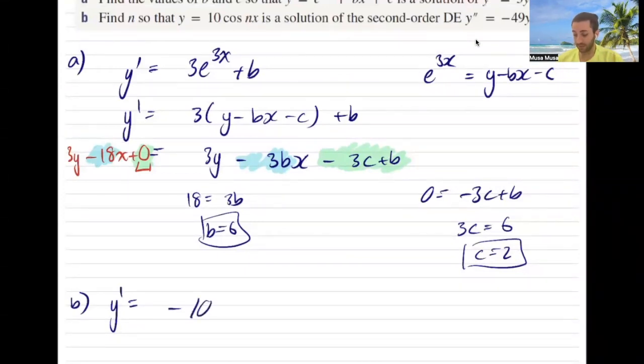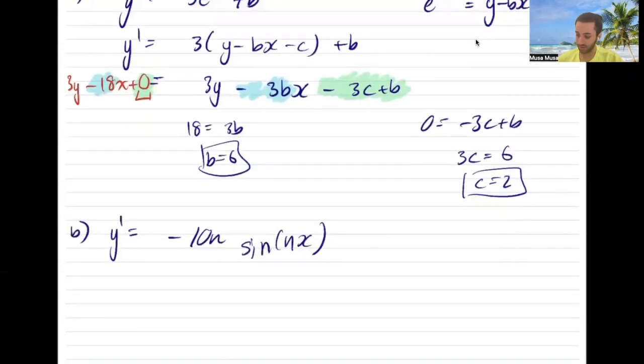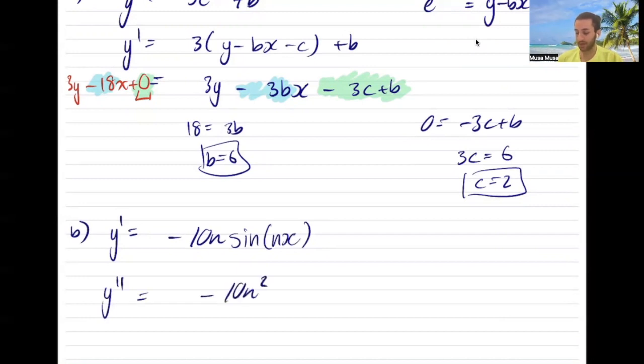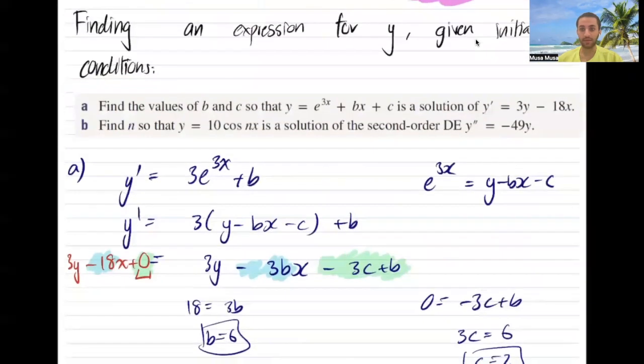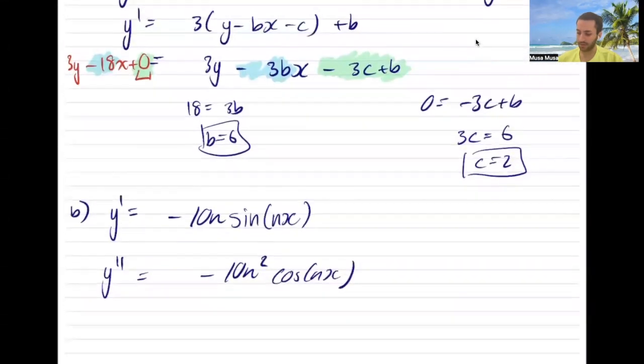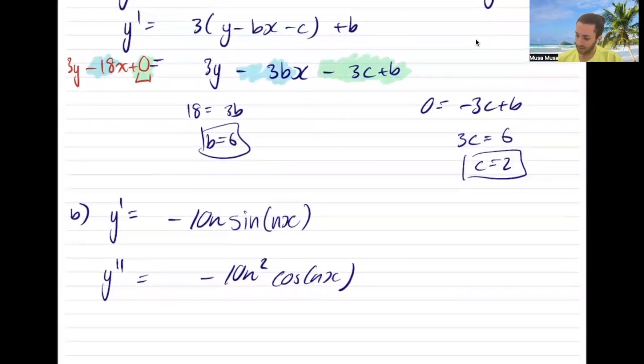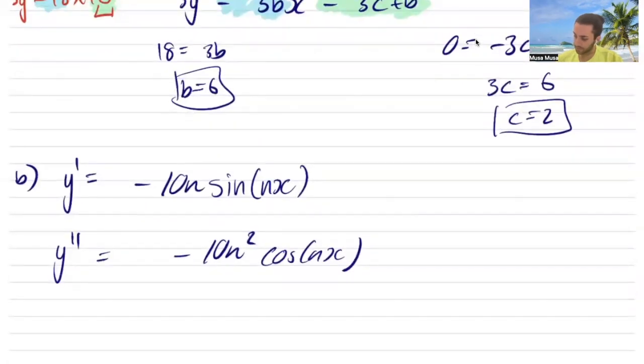Okay, taking the derivative, we get minus 10n sine nx. That's atrocious. Let me fix this up. And taking the second derivative, we get minus 10n squared cos nx. And we have to compare this with minus 49y. Oh, okay. I think you can see that y equaled 10 cos nx.